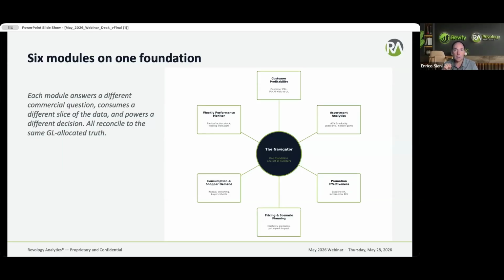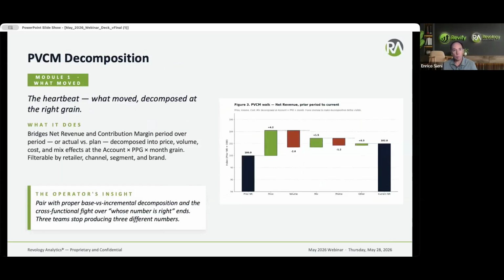And each of these eats at a different slice of the data and drives a different decision. But it's important that every one of them ties back to the same reconciled core so that you do have a cohesive decision-making process instead of people looking at specific slices and making decisions in a vacuum, which may be detrimental for the broader organization. So let's walk through each of the modules one by one.